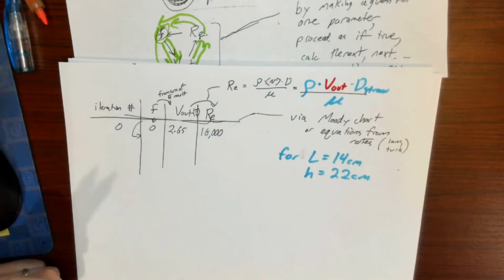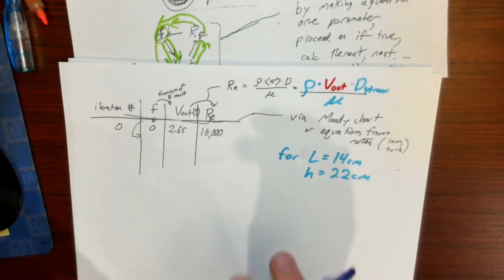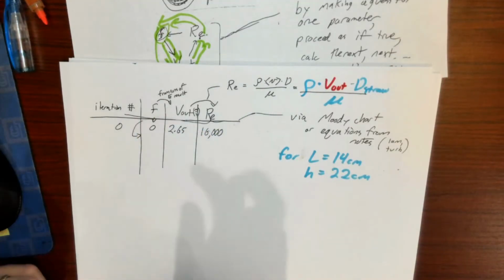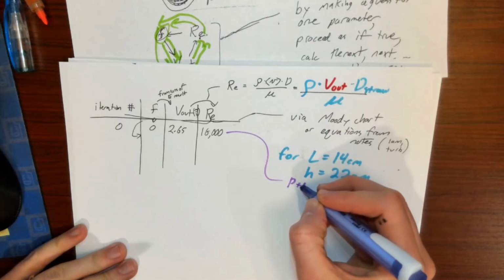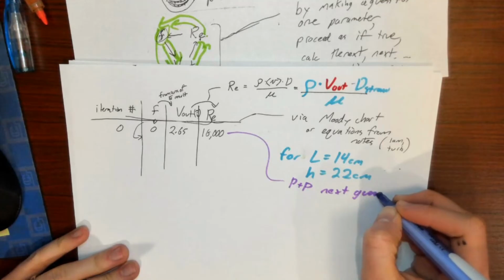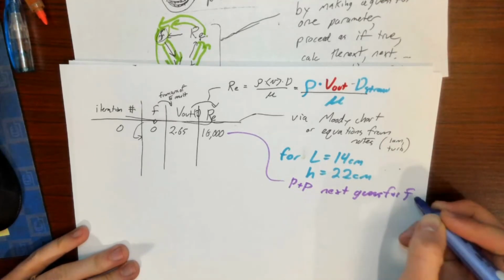16,000. So take a moment now, pause and ponder. How can we use this Reynolds number to calculate the next friction factor? So pause and ponder. You might need to go back in your notes.